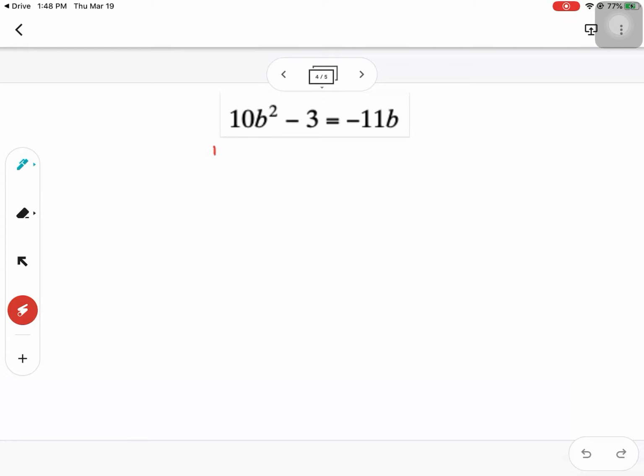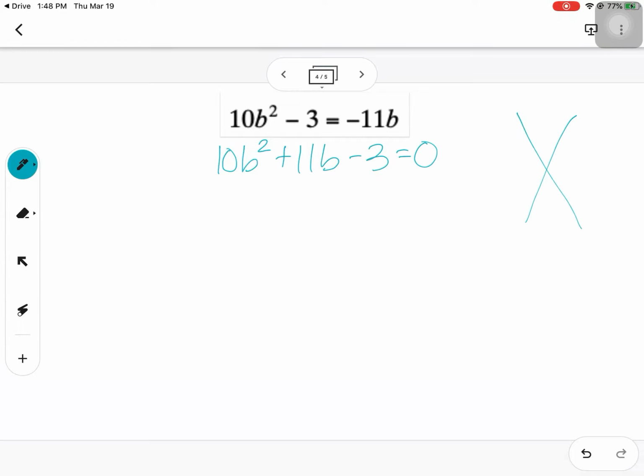Okay, this one looks the same way, so I'm going to set it equal to 0. Again, put it in order. So we'll have 10b squared plus 11b minus 3 equals 0. And then I try to factor. So negative 30, doing 10 times negative 3, and adding to 11. You may say that 6 and 5 can do that, but notice your sign, 6 times 5 does not give me negative 30. And even if I made them both negative, that won't work. If I make one of them negative, it doesn't get me to 11. So this is not factorable.